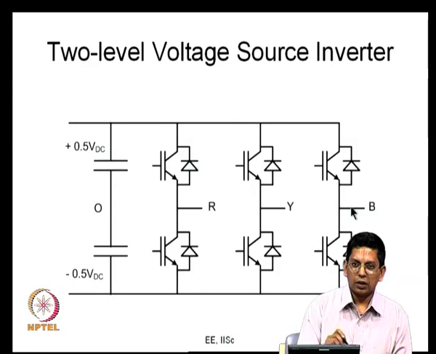Similarly, with Y phase and B phase, you have 8 different inverter states available. The 2 states here that produce 0 are the 0 states, when all the top devices are on or all the bottom devices are on. All the other states are called active states, right.